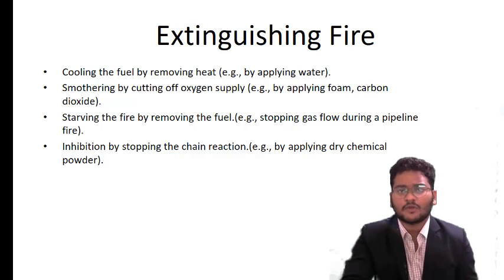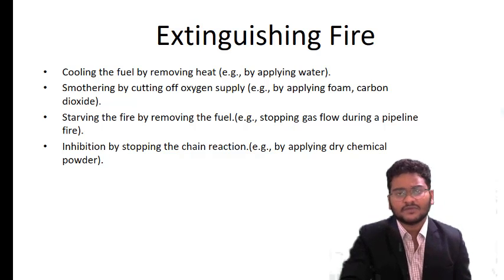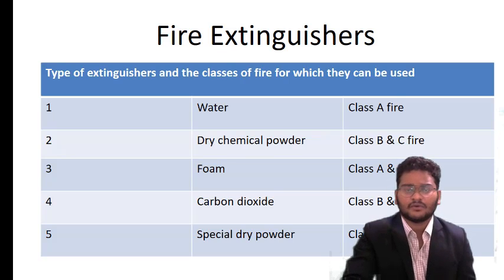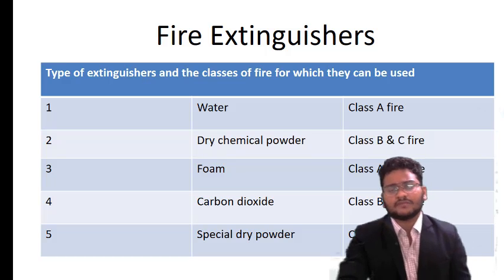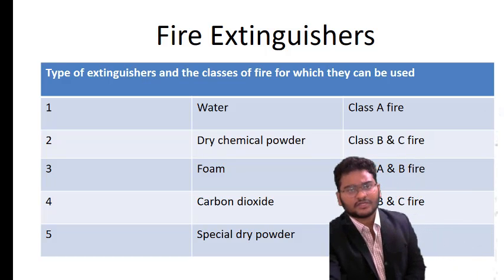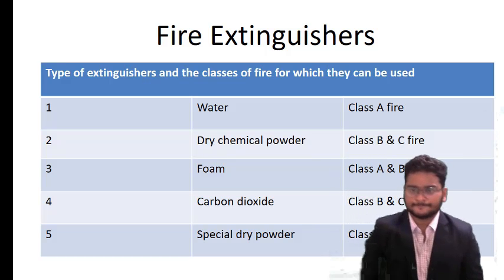Finally, the special dry powder that we use mainly for metals. This is the inhibition, stopping the chain reaction. Actually, chain reaction will happen on the metal. So for that purpose we will use dry chemical powder, the special dry powder. That one will be for the class D fires.